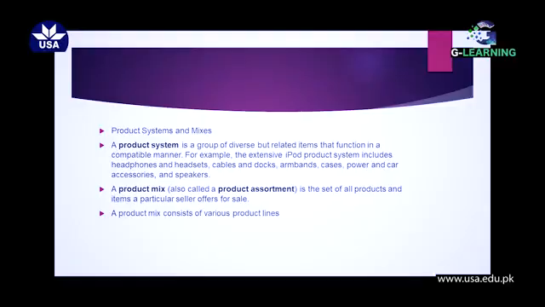Then product systems and mixes. A product system is a group of diverse but related items that functions in a compatible manner. For example, the extensive iPod product system includes headphones, headsets, cables, docks, armbands, cases, power and car accessories and speakers. A product mix, which is also called a product assortment, is the set of all products and items a particular seller offers for sale. A product mix consists of various product lines.